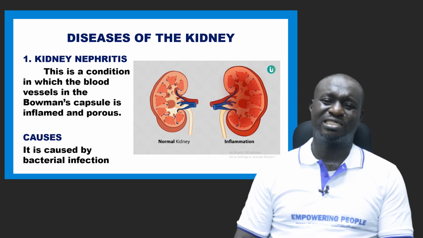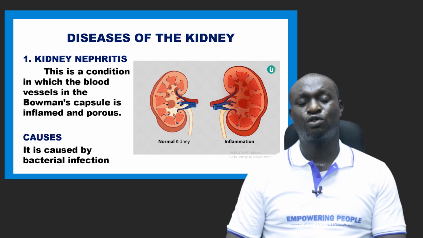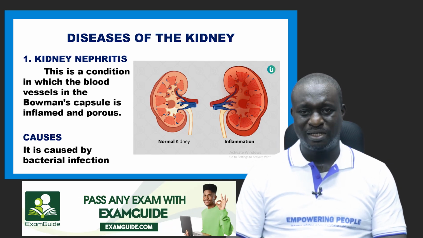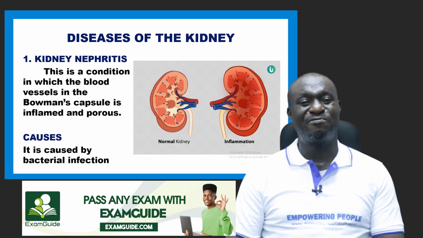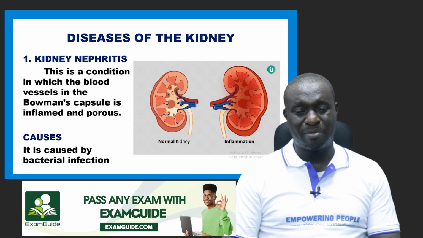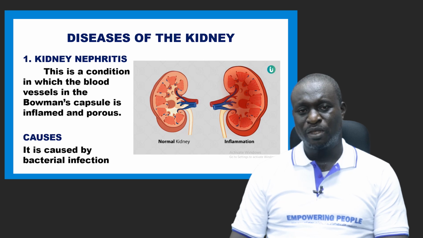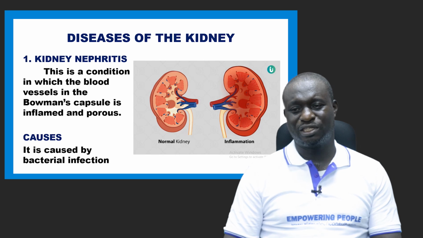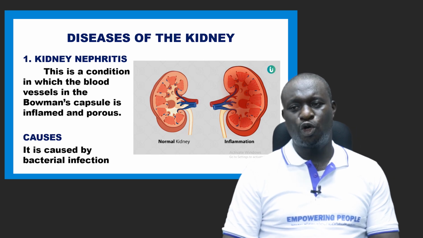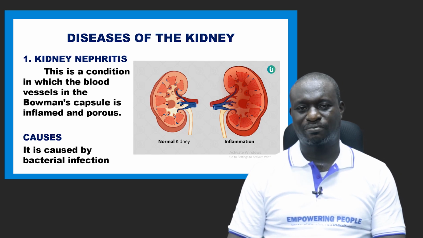Now, kidney nephritis is a condition in which the blood vessels in the Bowman's capsule are inflamed. When you say something is inflamed, it simply means it is infected by microorganisms. It is also inflamed and it becomes porous. If you look at the structure on the screen, you can see the structure of the normal kidney, and then you can see the structure of an inflamed kidney.